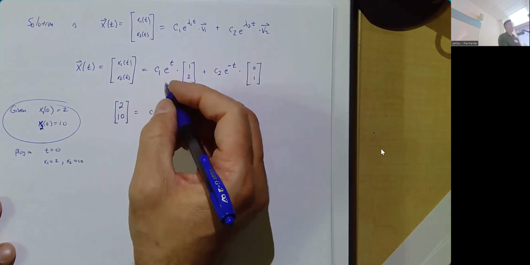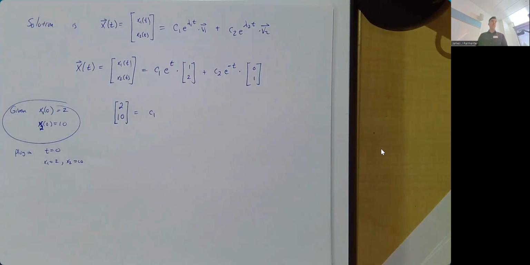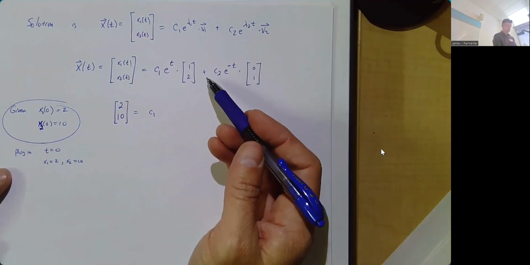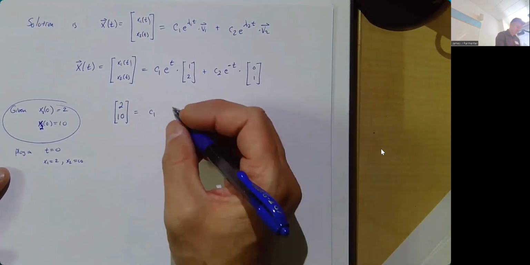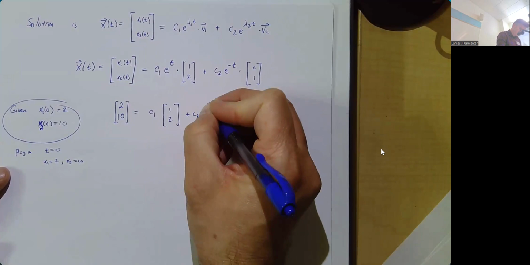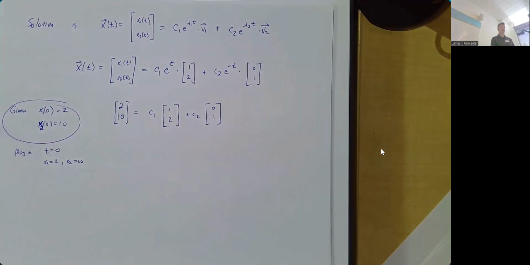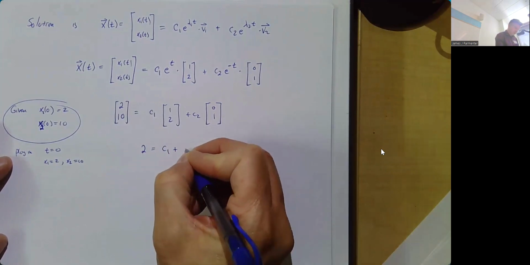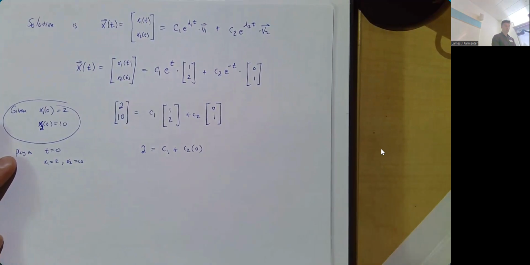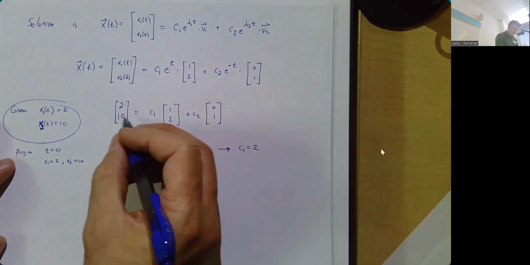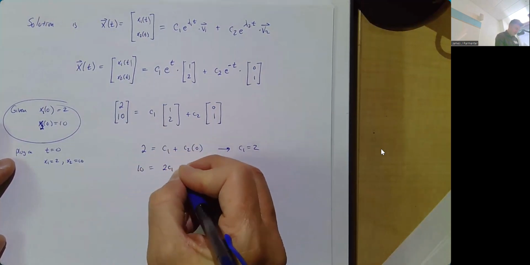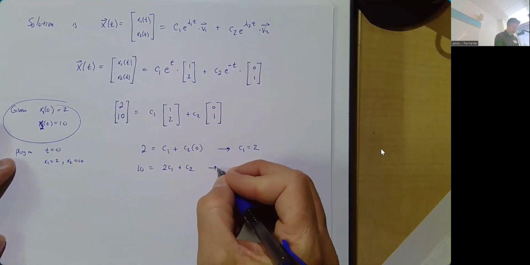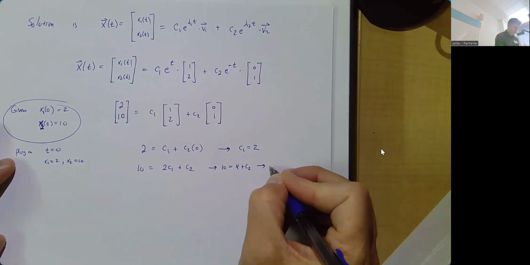So I have 2, 10 equal to C1... Okay, this is going to happen enough times that we don't want to write it every time. What's e to the 0? 1. Every time you plug in t equals 0, the e to the whatever part just goes away. So e to the 0 is 1, e to the 0 is 1. Let's not write it. This one is really easy to solve because we have a 0 somewhere. The first row says 2 equals C1 plus C2 times 0, so C1 is equal to 2. The second row says 10 equals 2C1 plus C2, but we know C1 is 2, so we've got 10 equals 4 plus C2, so C2 is equal to 6.